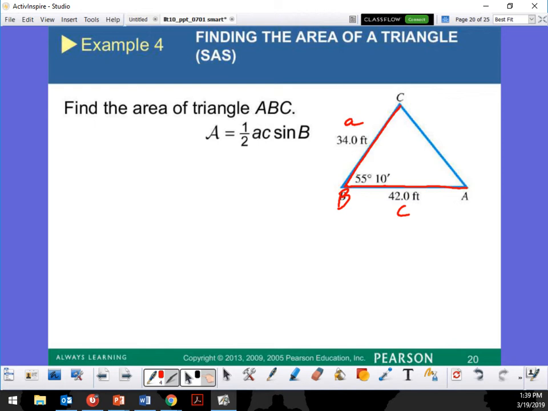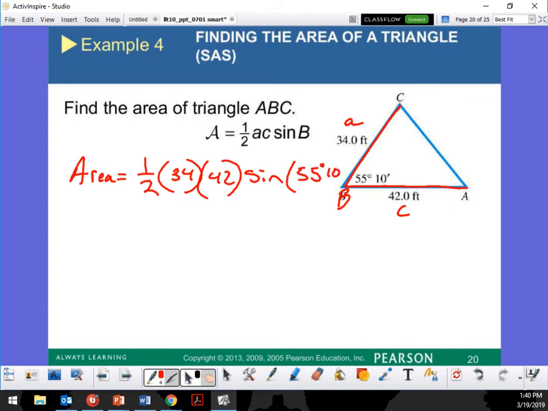So let's go ahead and put it in. My area is going to be equal to 1/2 a, which is 34, times b, which is 42, times sine of B, 105 degrees. Put it in your handy dandy calculator. So, what am I going to round to on this one?